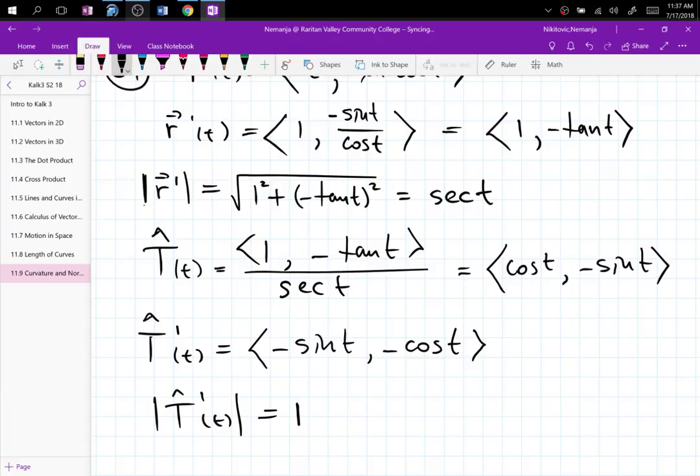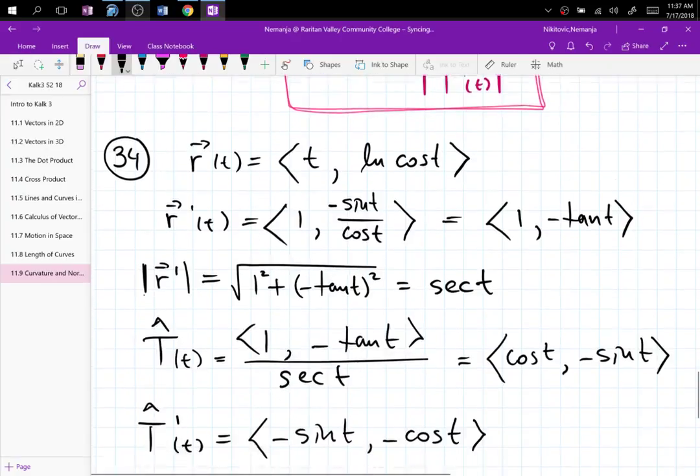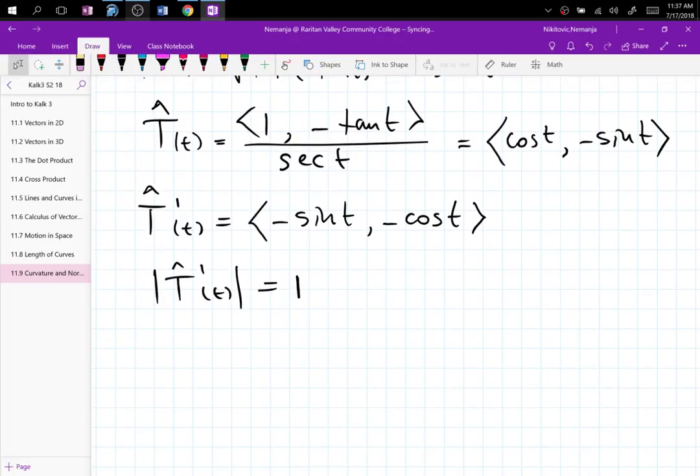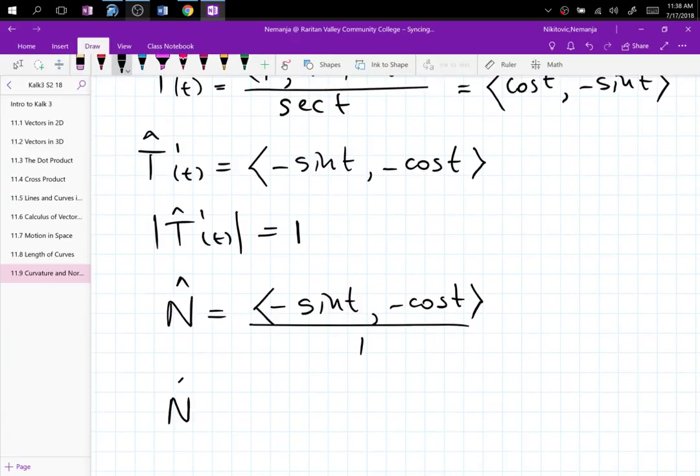Perfect. So now, by the formula over here, for the normal vector it's T prime divided by its magnitude. Wow, this is so short. This is really a non-representative problem. So negative sine t, negative cosine t divided by 1. And the normal vector N is negative sine t, negative cosine t.